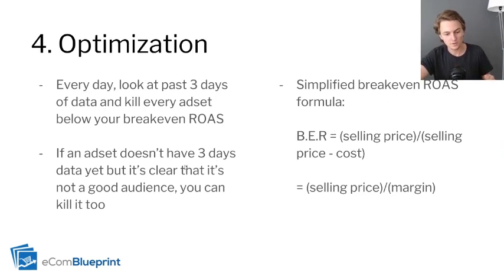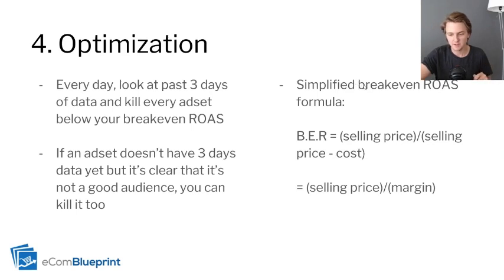Now, if you have an ad set that doesn't have 3 days of data yet, but it's clear that it's not a good audience, you can also kill that too. So if you spent like $10 on an ad set and you only got like 2 clicks, it's pretty obvious that it's not a good ad set. And so you can just kill that ad set too. You don't have to wait 3 days because you're just going to waste money. But if, for example, you have an ad set that you spent $10 on and it's getting a good amount of clicks and a few add to carts but no sales, I wouldn't kill that just yet because that could just be a bad day. And so, kill every ad set below your break-even ROAS in the last 3 days, including that day.